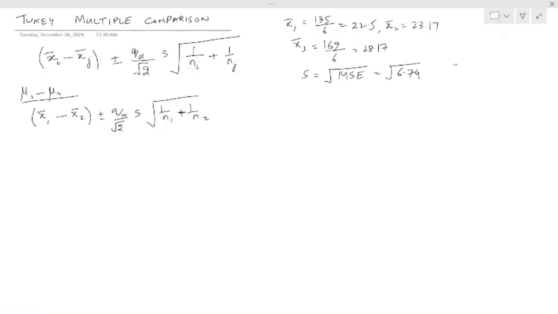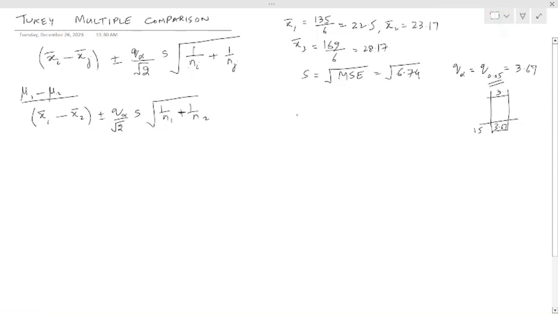Q alpha is the value that we get from the Q table, and in fact the level of significance at which we have performed this hypothesis test. In the prior situation, in case of ANOVA, we used 0.05, so Q alpha at 0.05 gives us the value of 3.67, and this we can find from the third column and the 15th row of that table, and this value is in fact 3.67.